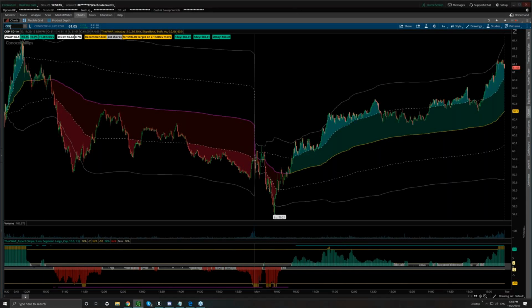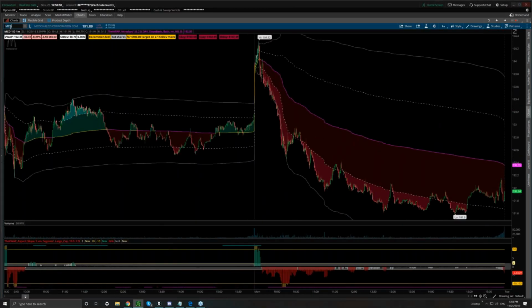Run through a couple more charts. Let's see what else was interesting today. Ooh, McDonald's. My goodness. All right, so nice gap up with the market, retreated under VWAP, and then immediately rejected at the volume weighted average price itself, and then sunk below that deviation line.